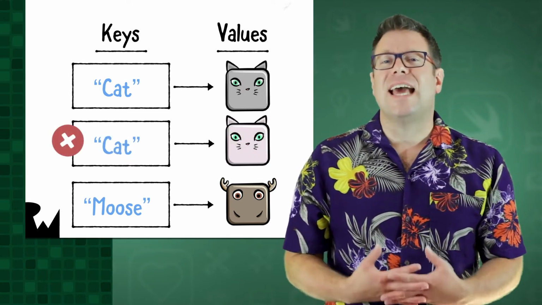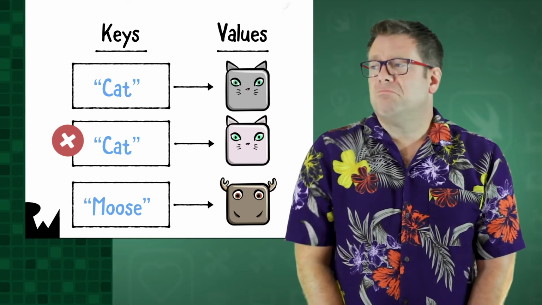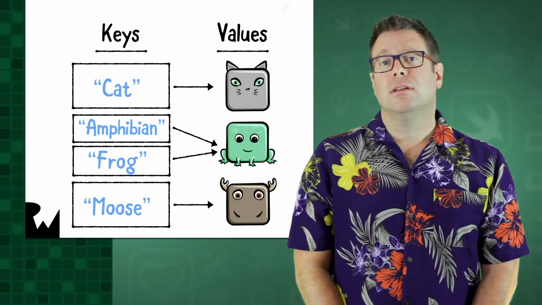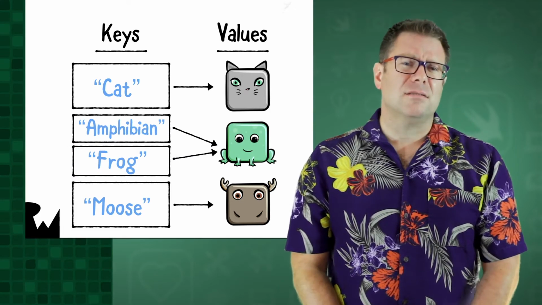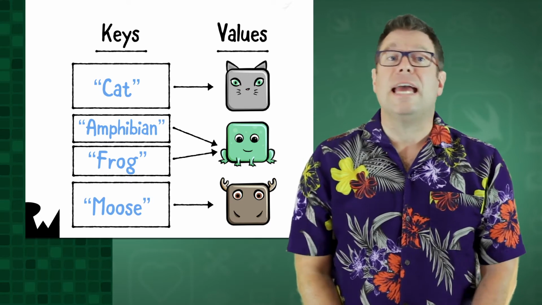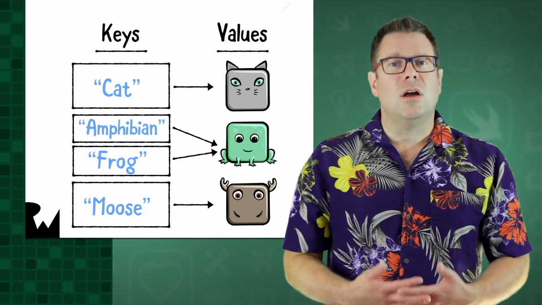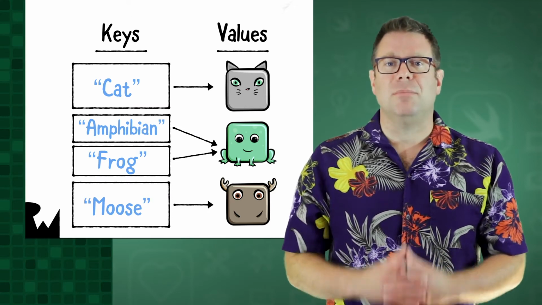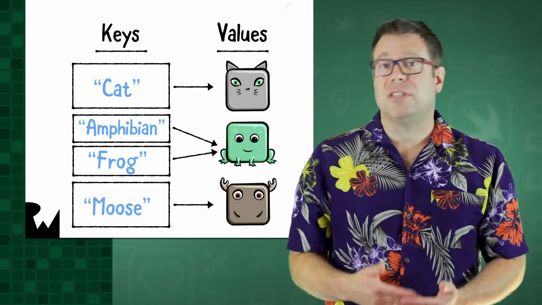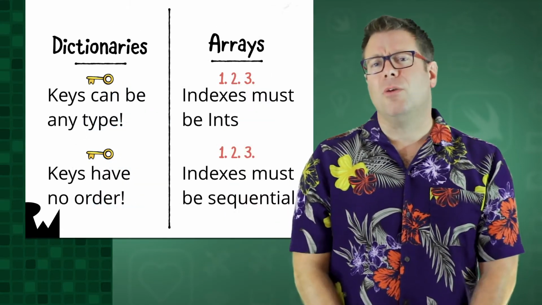Now, keys in dictionaries have to be unique. The same key can't appear twice in a dictionary, so we couldn't have 2 entries for cat, for example. However, different keys can point to the same value. So, for example, if we had a key for amphibian, it could point to the frog icon. And also, all the keys in the dictionary must be of the same type, for example, strings here, and all the values must be the same type too. Example, the images.